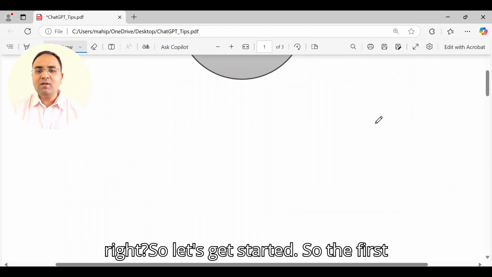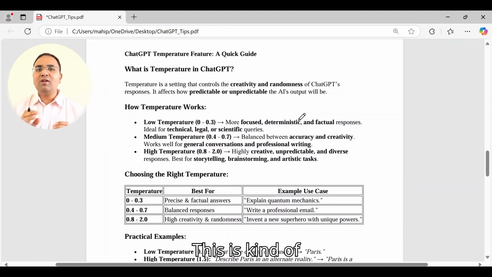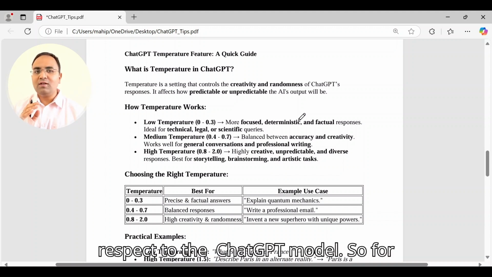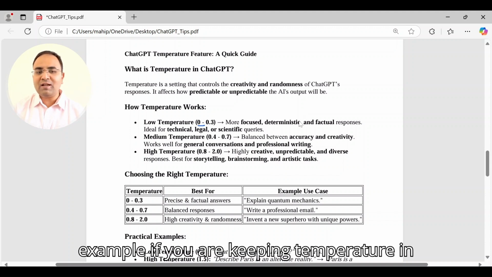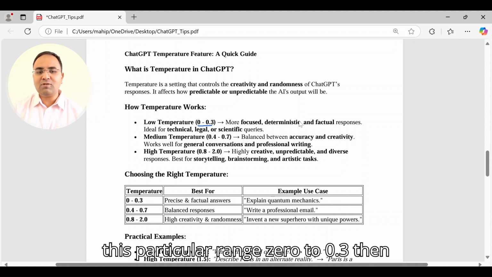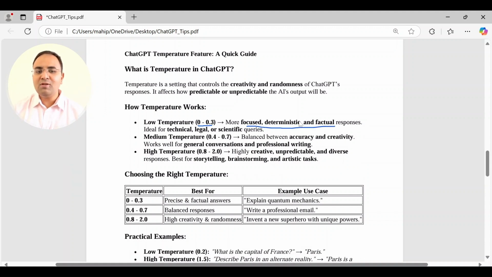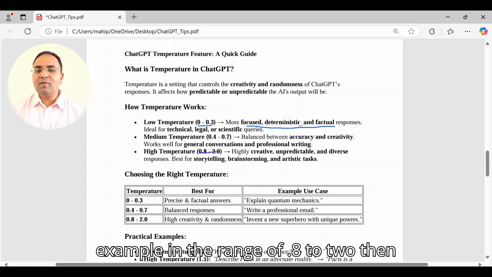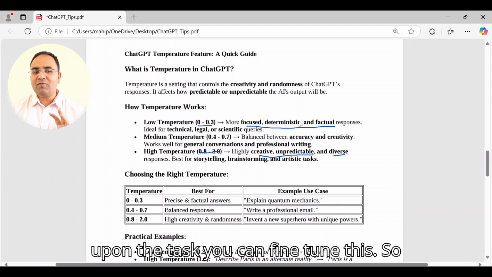So let's get started. The first parameter is called temperature. This is a measure of randomness or creativity with respect to the ChatGPT model, right? For example, if you keep it low, in the range 0 to 0.3, then the responses will be more focused, deterministic, and factual. Whereas if you keep it high, in the range of 0.8 to 2, then the responses will be highly creative, unpredictable, and diverse. And depending upon the task, you can fine tune this, right?